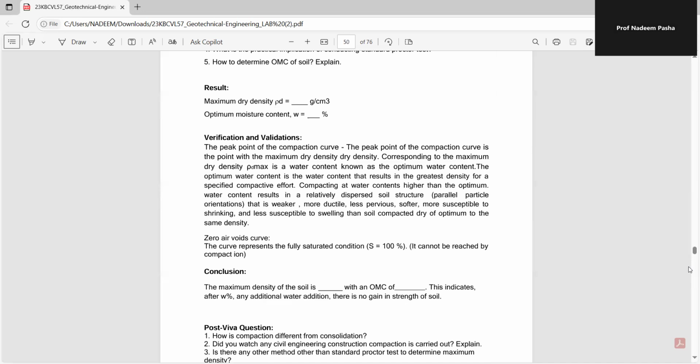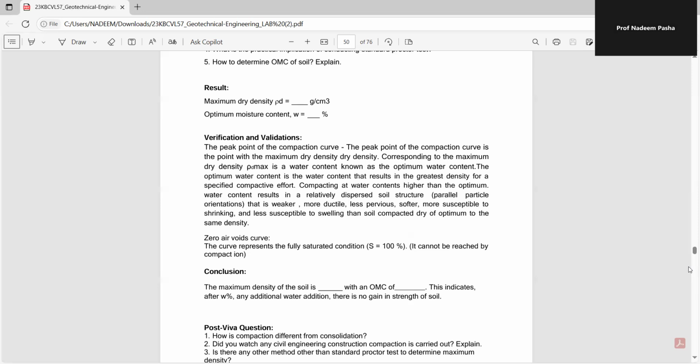Verification and validation. The peak point of the compaction curve. So how will you define the peak point of the compaction curve? The peak point of the compaction curve is the point with maximum dry density. The water content corresponding to the maximum dry density rho d max is known as the optimum water content. The optimum water content is the water content that results in the greatest density for a specified compactive effort. Compacting at water content higher than the optimum results in a relatively dispersed soil structure, with parallel particle orientation that is weaker, more ductile, less pervious, softer, more susceptible to shrinking and less susceptible to swelling than soil compacted dry of optimum to the same density.